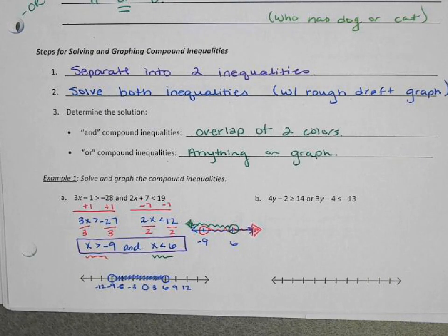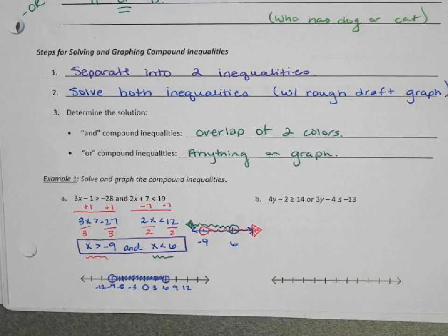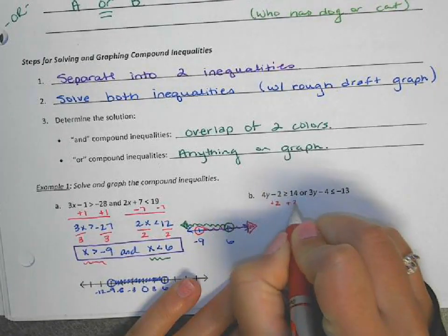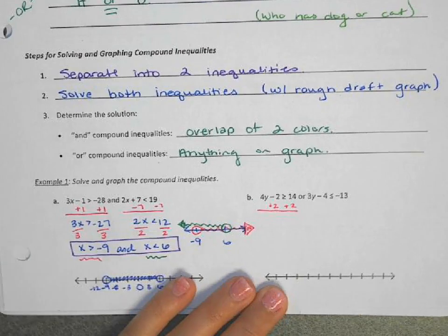Okay? All right, so let's try this one. This is an "or" one, so we're going to solve each one separately. So add 2 to both sides on that left one.